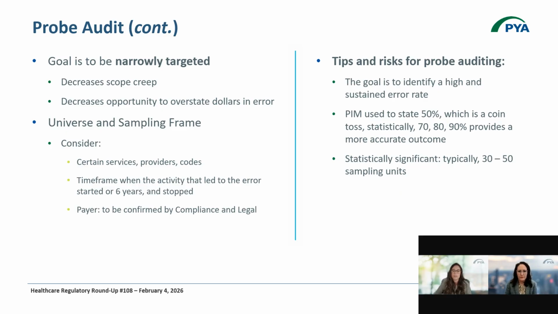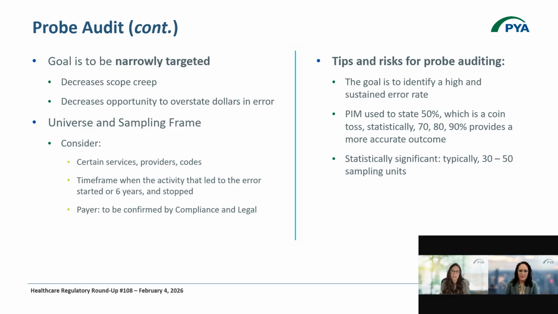When defining the universe, you want to intentionally focus, again, as Valerie mentioned before, on specific services, providers, codes, relevant timeframes, payers, et cetera. And then some additional tips and risks. You want to confirm that you have a high and consistent error rate before expanding to that formal statistical audit. We do have older guidance that relied on a 50% error rate threshold, but more accurate decision points are typically 70 to 90, and that will all be discussed with the statistician as you work through that statistical validity.